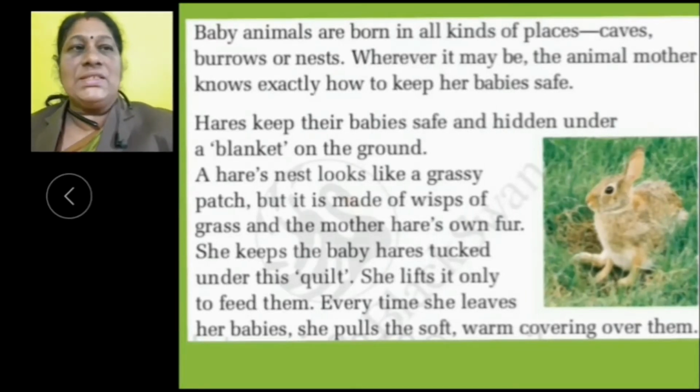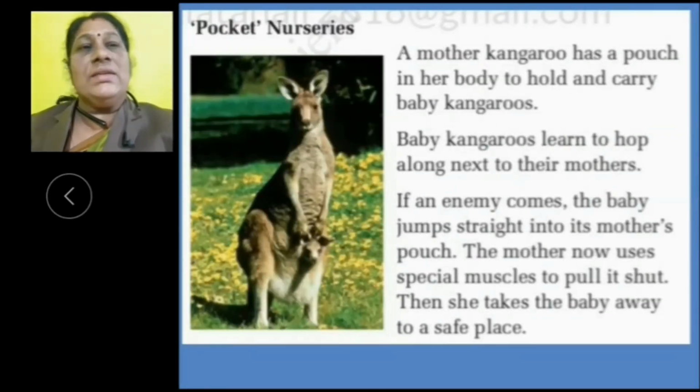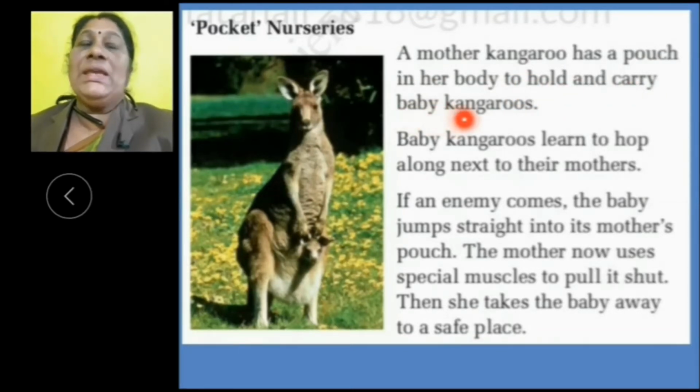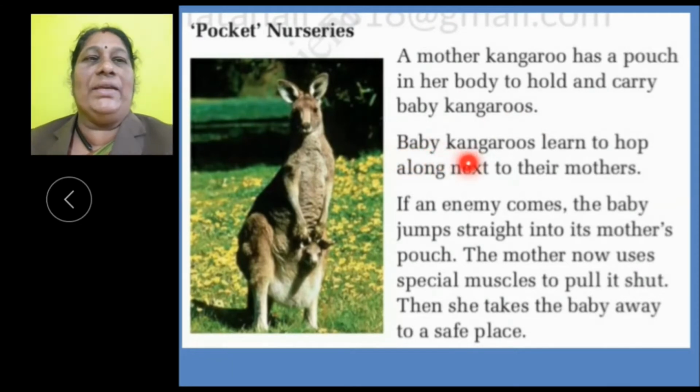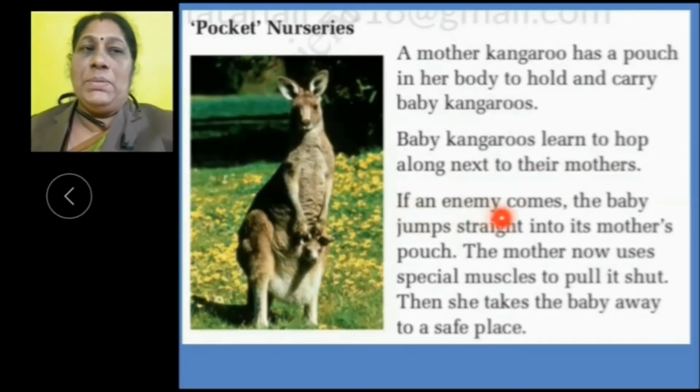Now children, let us move to the next lines. Pocket nurseries. A mother kangaroo has a pouch in her body to hold and carry baby kangaroos. Baby kangaroos learn to hop along next to their mothers. If an enemy comes, the baby jumps straight into its mother's pouch. The mother now uses special muscles to pull it shut. Then she takes the baby away to a safe place.